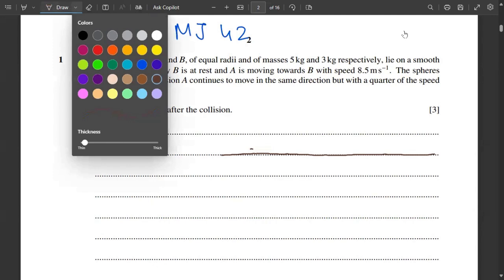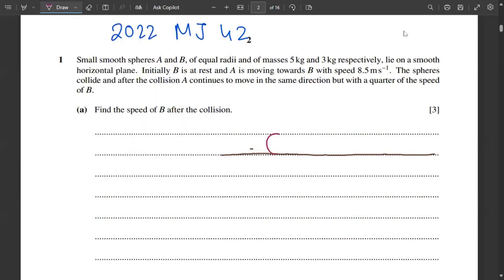I guess this is about collision. Let's see. Small sphere A, small sphere B. Masses 5 kg, 3 kg respectively. Initially, B is at rest. Okay, so 0 meter per second. A is moving towards B with a speed of 8.5, so this is 8.5 meter per second. The spheres collide. Okay, so this is about collision. So this is before collision.